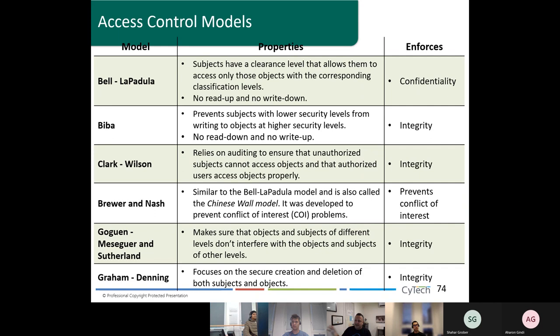These are the access control models that you will probably be asked on, emphasizing the first four and the last one. Graham-Denning, Sutherland, and others are less asked on in your CISSP. The first four and the last one are your main access control models, while there are others that they can still mention.